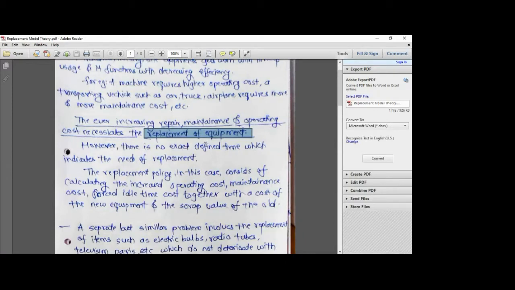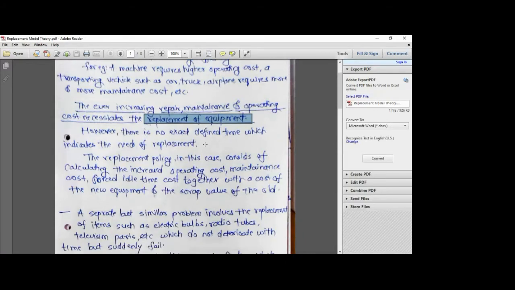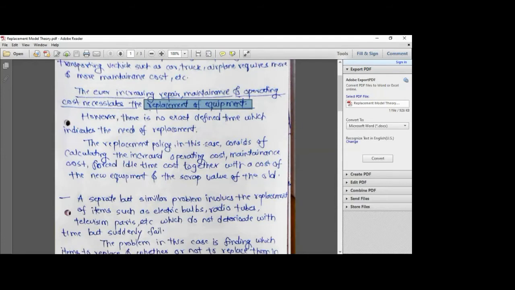Now for this replacement, we do not have any particular strategy, right? There is no exact defined time which indicates the need of the replacement, right? For example, if there is any perishable item, for example, we bring a bread loaf, right?